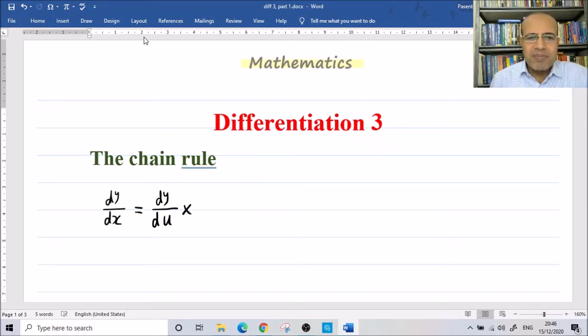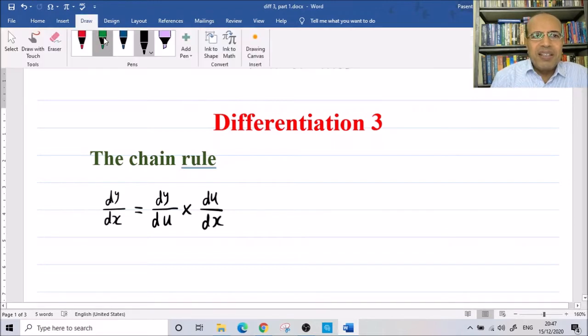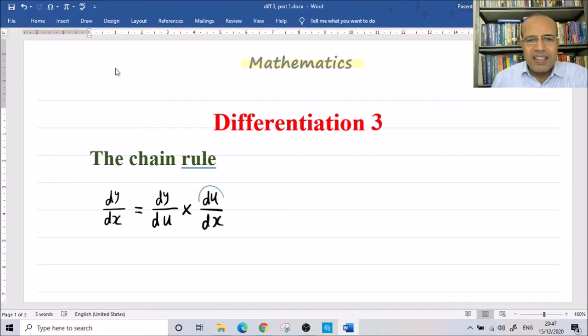Multiply du by dx. This is the chain, this silsila. For example, if you cancel du by du, but this is not mathematically true, you will get dy by dx. Let us see one example. I solve this example with the long way, and then I give you the rule for the short way.